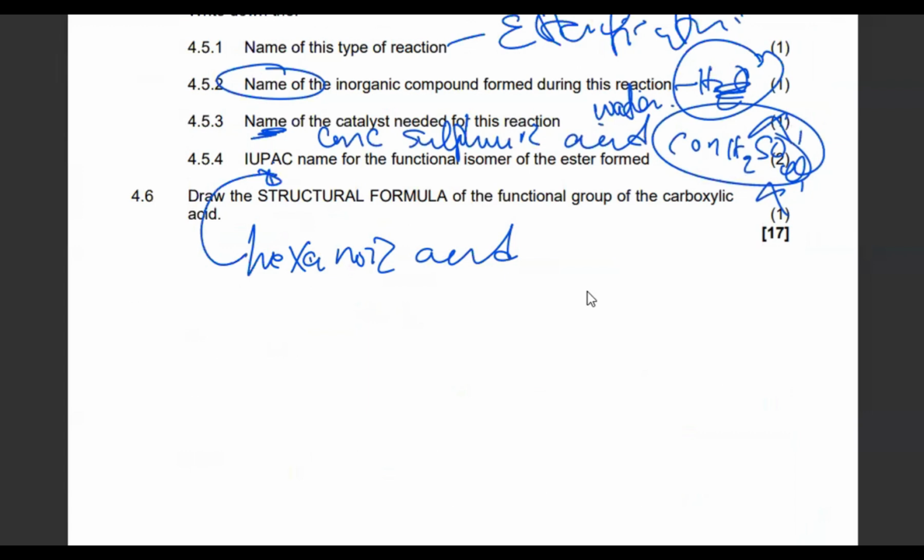They're saying to draw the structural formula. Now they want the structural formula, not the name of the functional group of the carboxylic acid. Don't forget that the carboxylic acid has a carbon double bond at the end, so carbon with 2 oxygens at the end. Therefore, here we say CH.